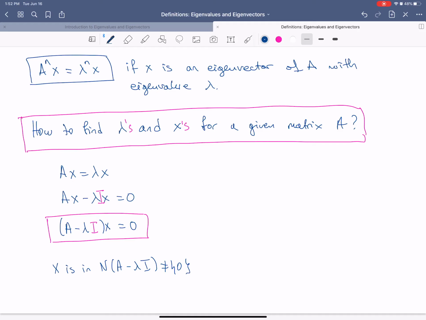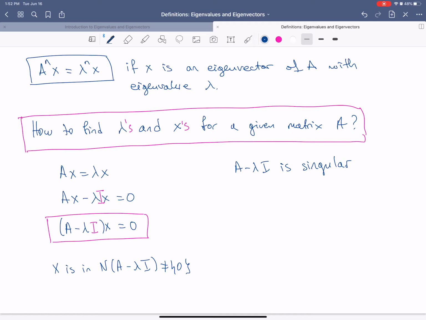So we have this idea that we can find x in the null space of A minus lambda I. So then obviously this is what we want to do. We want to find the null space of A minus lambda I. But how do we figure out what lambda is? Because we can't figure out A minus lambda I without knowing what lambda is. Well, if the null space of A minus lambda I is not 0, that tells us that A minus lambda I is a singular matrix.